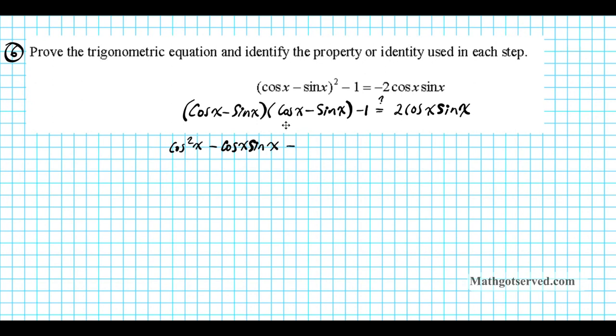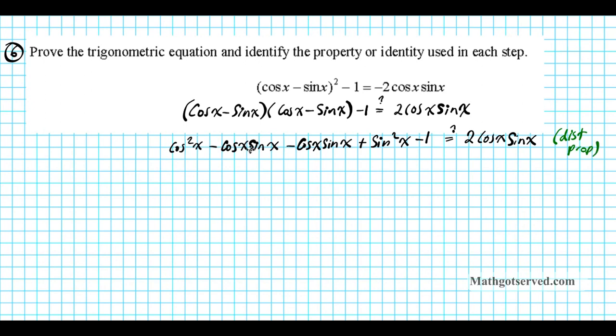multiplication, I can write this as cosine x sine x. Okay? So that's inner, and then last will be minus times minus plus sine square x minus 1. Is it equal to 2 cosine x sine x? Alright? This right here is a distributive property that we just applied. So we can put it right here, distributive property.